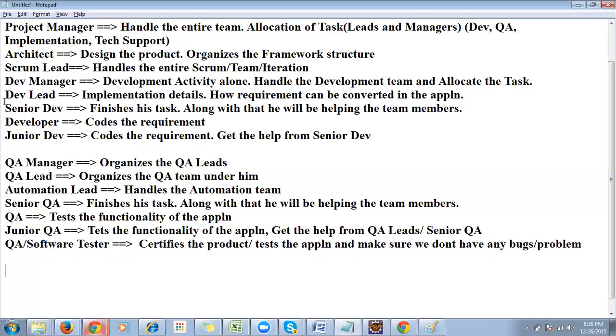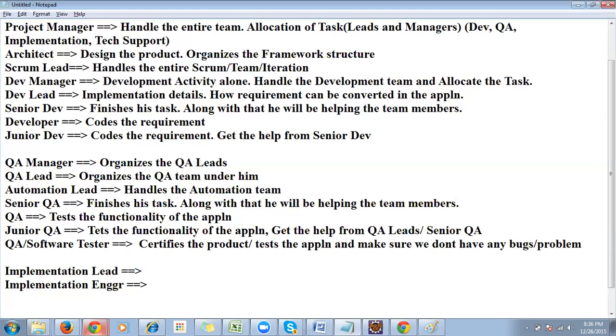Okay, so next, implementation lead and implementation engineer. The lead will handle all the implementation engineers, the senior level implementation engineers.